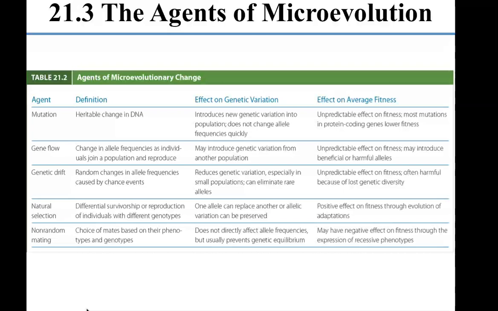On the left-hand column, you can see the 5 mechanisms. And if you remember, there were 5 principles of Hardy-Weinberg. So each of these 5 mechanisms, or agents as they're called in the table, violates one of the Hardy-Weinberg principles. If any one of these 5 is happening, then the population is evolving because Hardy-Weinberg is not being met. And if it's evolving, then genetic equilibrium is not being achieved, and therefore allele frequencies are changing.